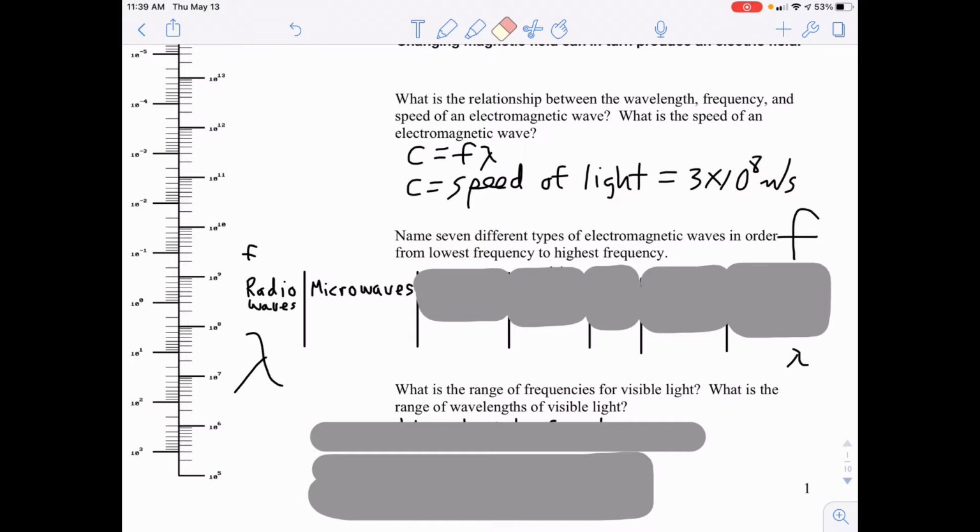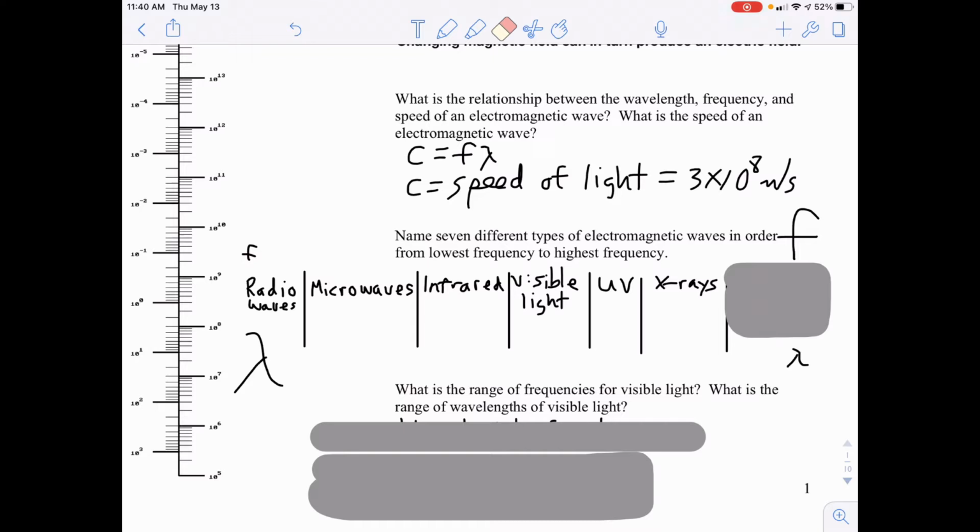Microwaves, infrared radiation, visible light, which, as the name would suggest, is the only form of light we can see, UV, which stands for ultraviolet, X-rays, and gamma rays. All 7 forms of radiation are 7 different forms of light. Only visible light, of course, is what we can see.